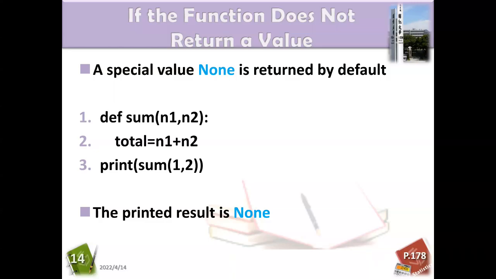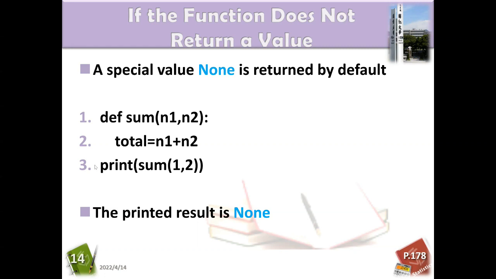So next part, we will talk about what happens if the function does not return a value. A special value, None, is returned by default. It means you do not have any return value. So definition sum n1 and n2, then we total. The total is n1 plus n2, and without any return. This function just does a thing, without any print. So this function just does the things, but the caller does not get any result or any effect.